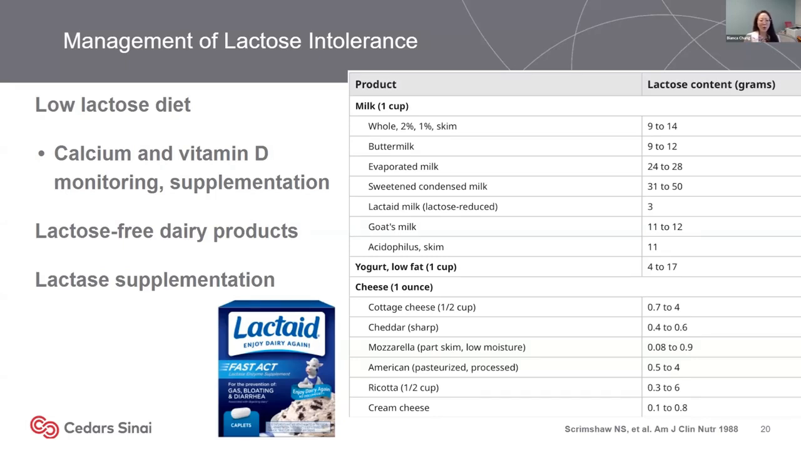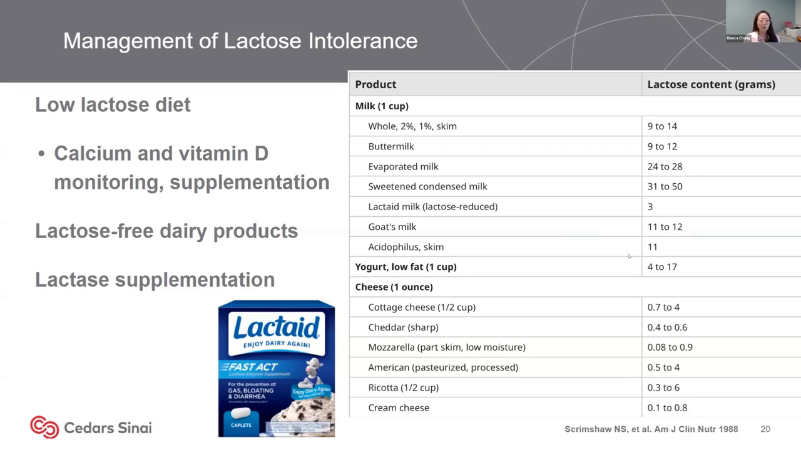This is just a table showing at first the different types of milks and the different lactose contents they contain. So whole milk and skim milk contain anywhere from 9 to 14 grams of lactose per cup. Buttermilk is similar. Evaporated milk and sweetened condensed milk, which are sort of concentrated milk, contain more lactose. Lactaid milk, which is just milk that has the enzyme added to it, still contains a little bit of lactose but less. Goat's milk contains less than the condensed milks, but about the same as the whole or skim milk.